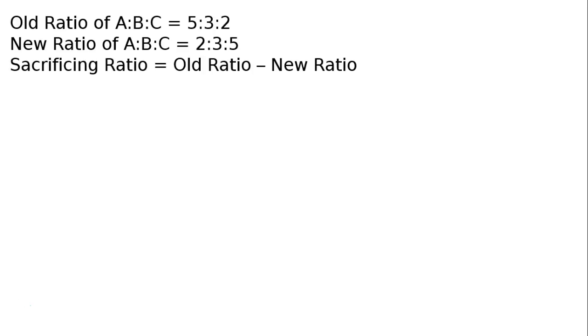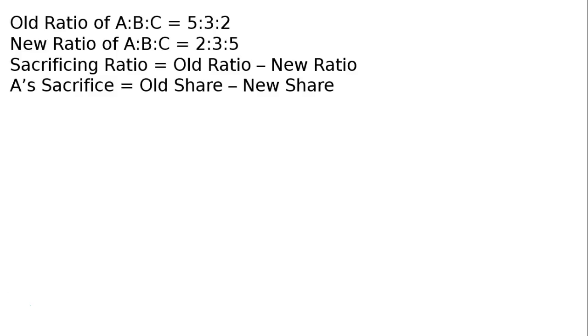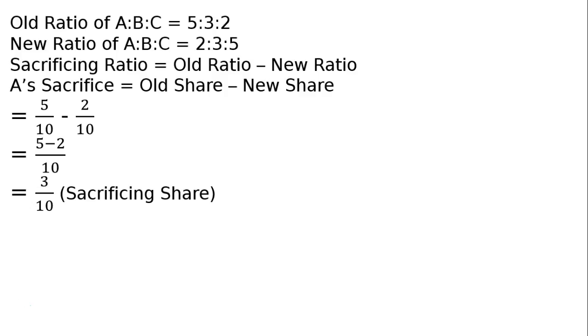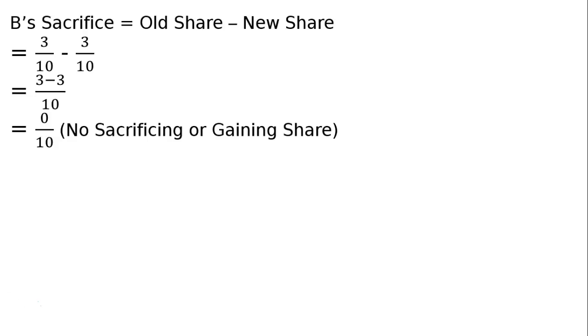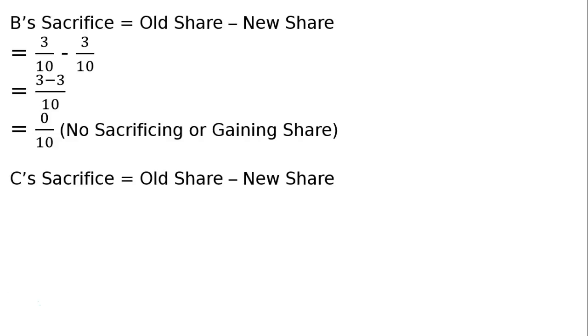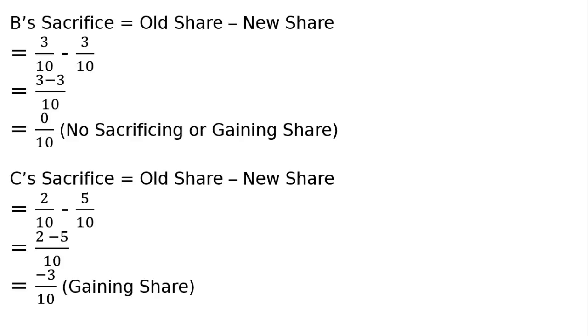Sacrificing ratio is equal to old ratio minus new ratio. A's sacrifice is equal to old share minus new share, that is 5/10 minus 2/10, that is equal to 3/10, sacrificing share. Then B's sacrifice is equal to old share minus new share, that is 3/10 minus 3/10 is equal to 0/10. No sacrificing or gaining share. C's sacrifice is equal to old share minus new share, that is 2/10 minus 5/10, that is equal to minus 3/10. This is gaining share.